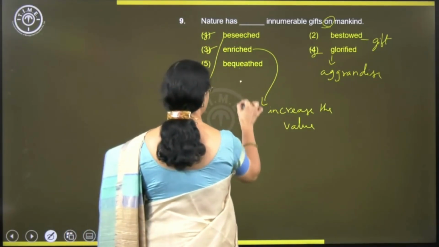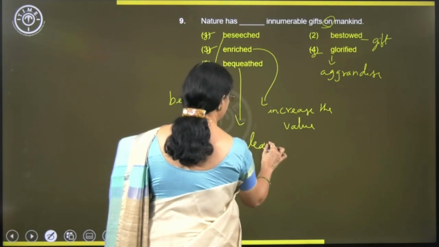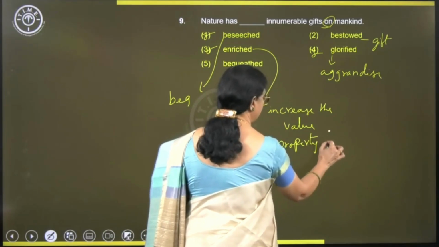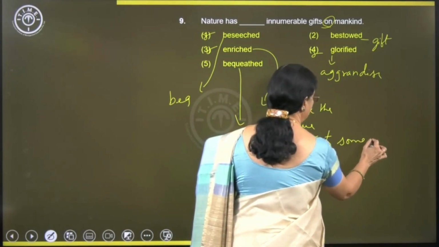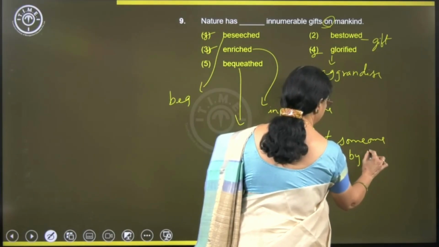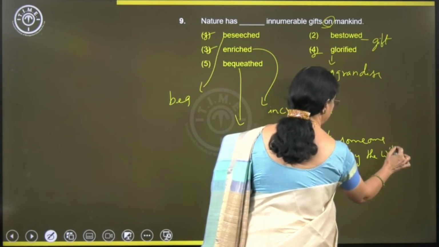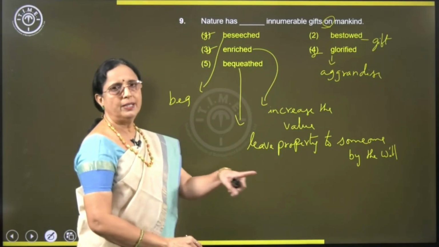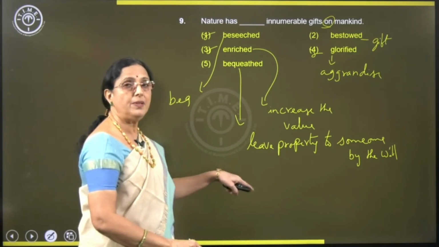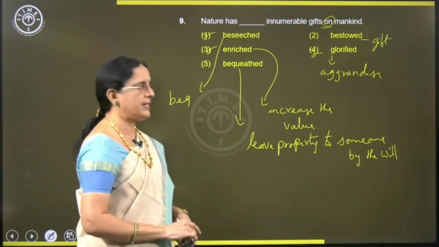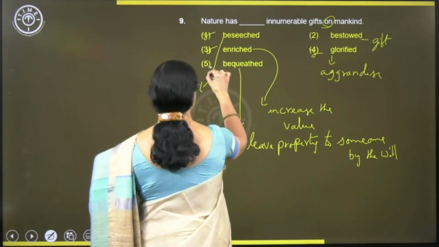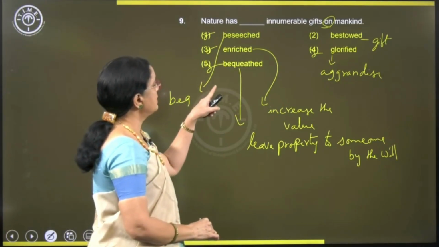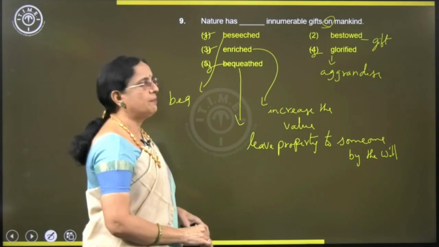Bequeathed. What is bequeath? Leave property to someone by the will. You understand? So, it's bequeathed the property. He bequeathed the property to his niece. Or he bequeathed the property to a charity organization. So, it's not bequeath. Do you understand? So, what should be the answer? Bestowed. So, nature has gifted innumerable gifts on mankind.